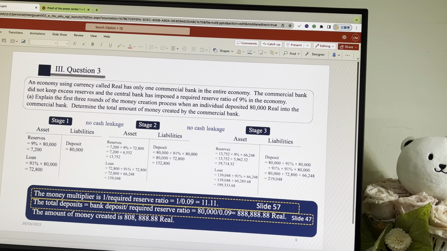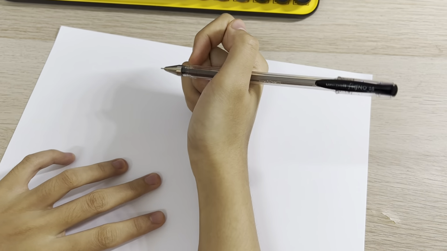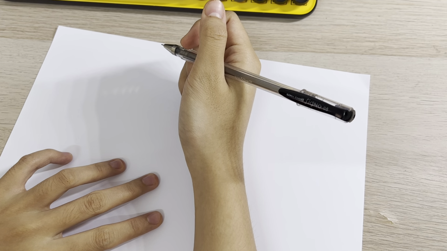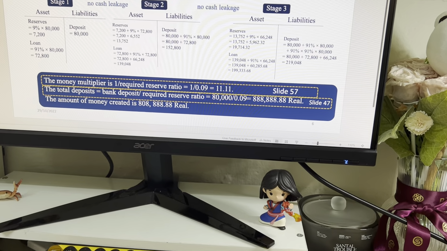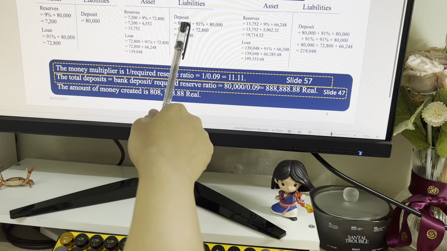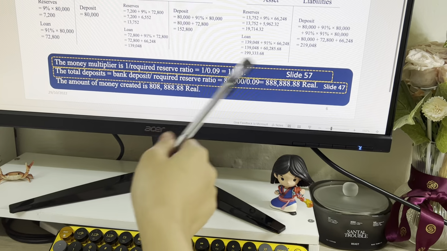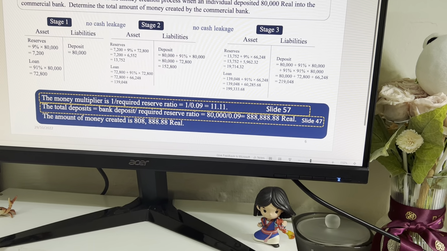So how to get the end of the world? How to get the end? We can see from the slides here, we can look at, for example, the deposit. We know the deposit is just the total money created, total money supply in this world, right?